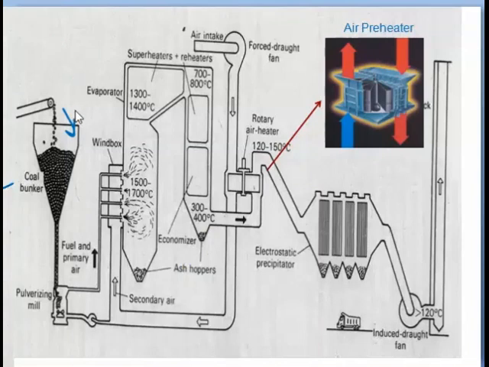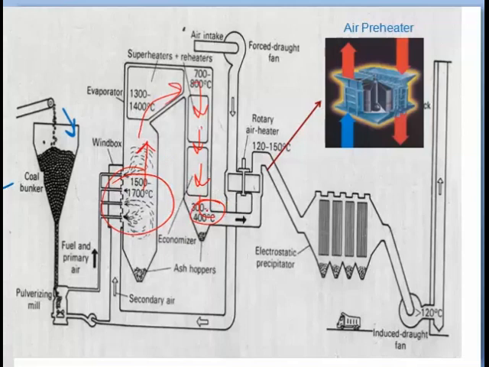This schematic elaborates the path of the flue gas. Here you can see after combustion the temperature will be somewhere between 1500 to 1700 degrees centigrade. This flue gas will carry this heat and pass through the superheaters, then reheaters, LTSH, then the economizer, and finally at 300 to 400 degrees centigrade it will leave the furnace.